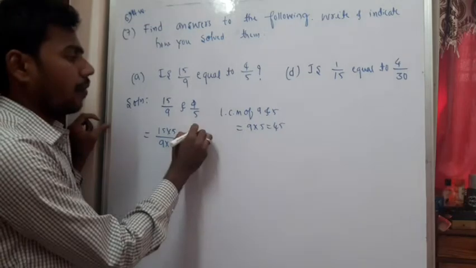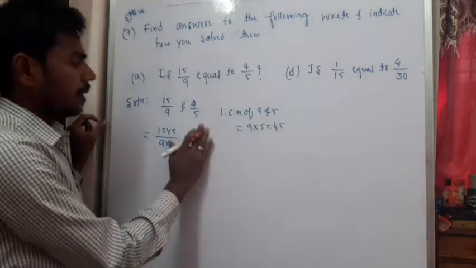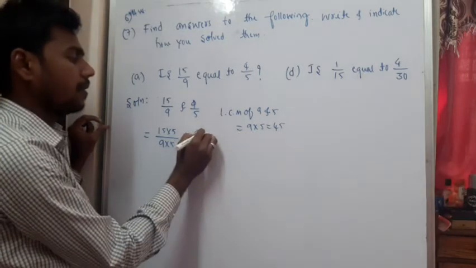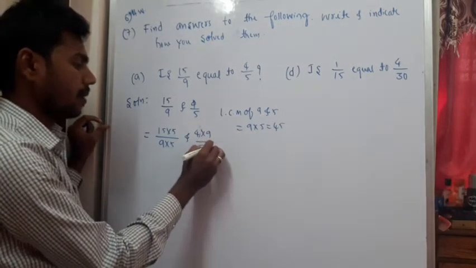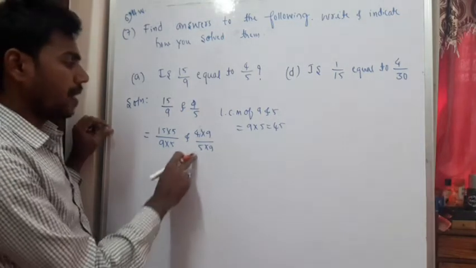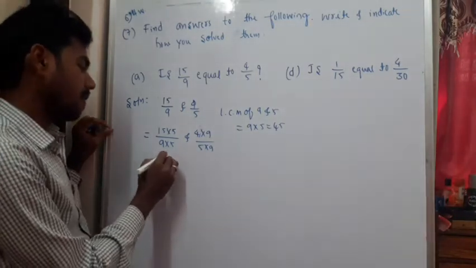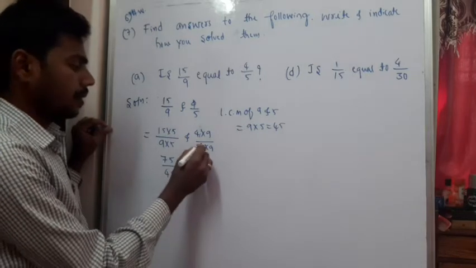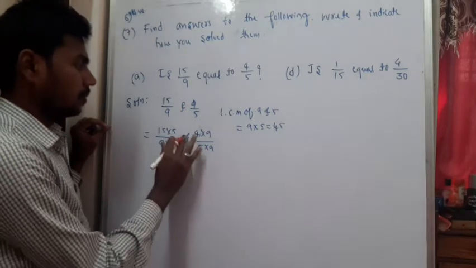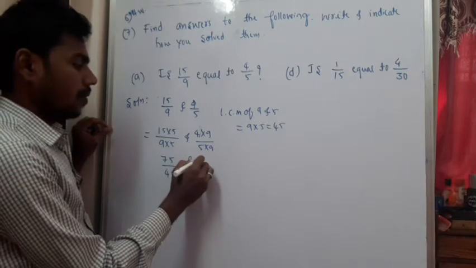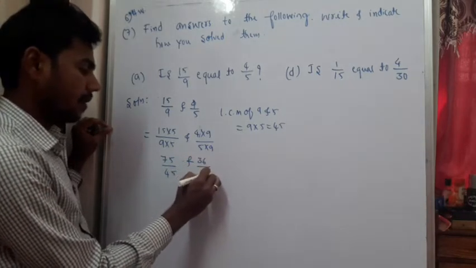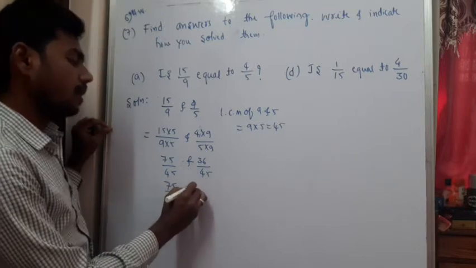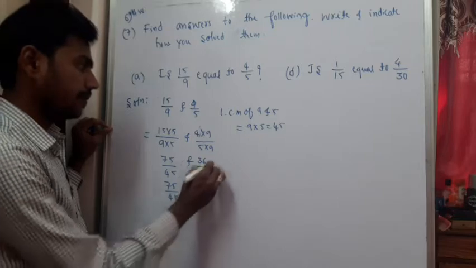And 5 is there. If you remove 5, what is there? 9. So you need to multiply with 9, since 5 9s are 45. So 15 5s are 75 divided by 45. And 4 9s are 36 by 45. So 75 by 45 is not equal to 36 by 45. That's it.